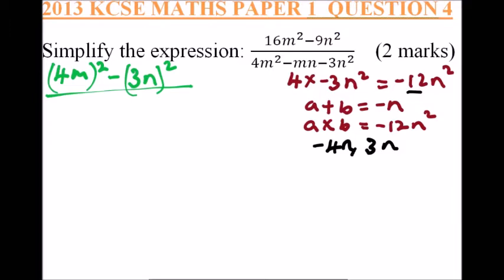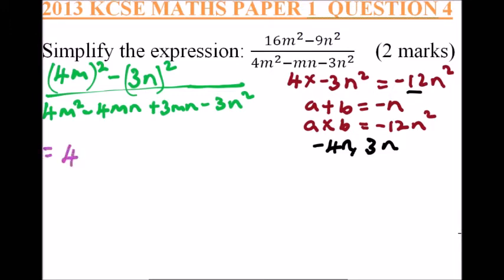So we now rewrite our expression as 4m squared minus 4mn plus 3mn minus 3n squared. So that is how you modify your expression. With that, we can now write this as a difference of two squares, so you can write this as (4m plus 3n)(4m minus 3n).